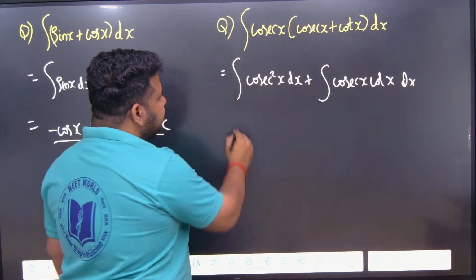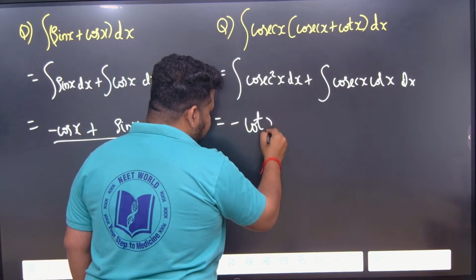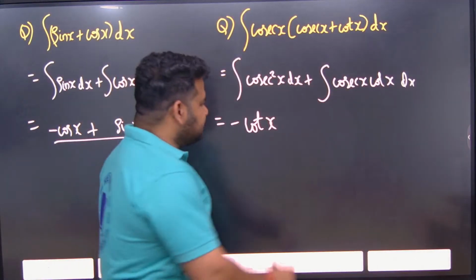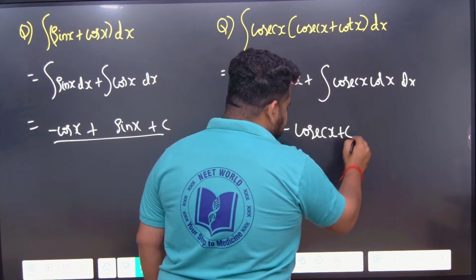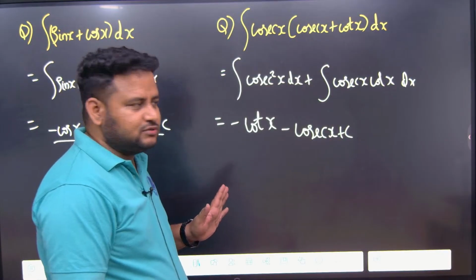Now see here, integral of cosecant square x is what? It is nothing but minus cot x. I told you the formula, minus cot x. Integral of cosecant x cot x is what? It is minus cosecant x, plus c. So this is the final answer, friends. Clear? This is the final answer to this question.